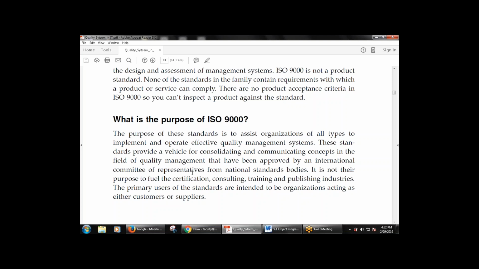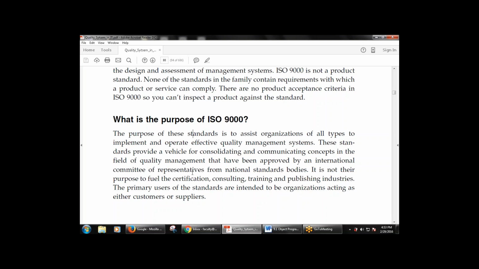These standards provide a vehicle for consolidating and communicating concepts used in the field of quality management, that have been approved by an international committee of representatives. That means they are part of a committee of representatives from the national standard bodies.